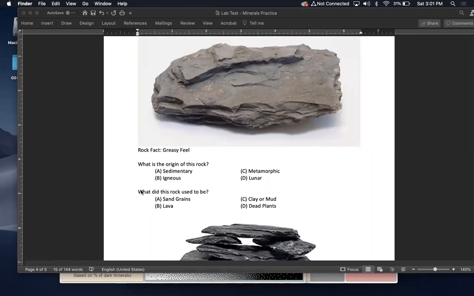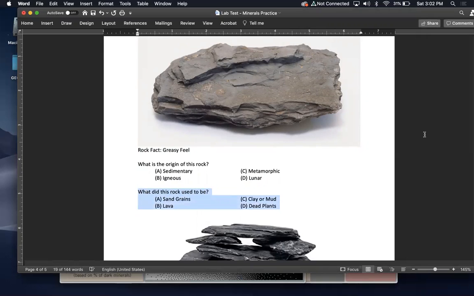Okay, so what did this rock used to be? Well, if it were sandstone, we would say it used to be sand grains, and then they get glued together by mineral cement. Lava would form a different type of rock, which we call igneous. So that would not be the answer, simply because we're not even remotely in the igneous world right now. Clay or mud, that's the answer. So this would be answer C here, because it used to be clay or mud. But dead plants, if we were looking at a piece of coal, you might pick that as your actual answer. If this were coal, you would pick dead plants. But since it's clay or mud, that's what we're dealing with there.